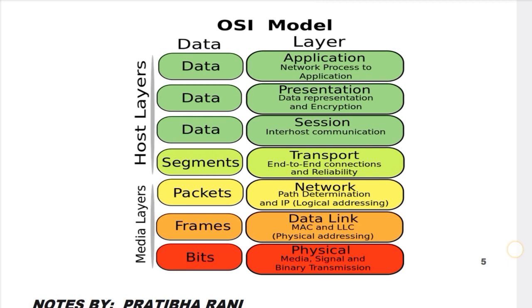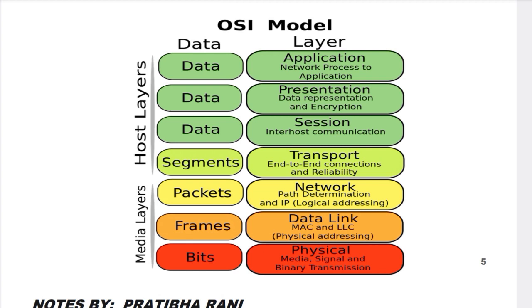Over the physical address, as we all know, the physical address is the MAC address and the logical address is the IP address. So data travels in the form of frames over the physical address. Then third is the network layer. The network layer routes data across different networks using logical addresses, that is IP addresses, to determine the optimal path. Now data is converted into packets.